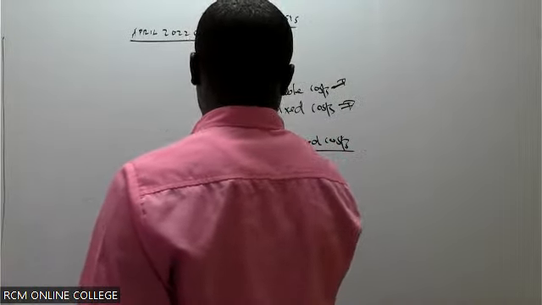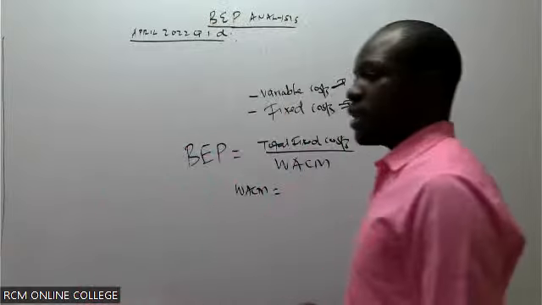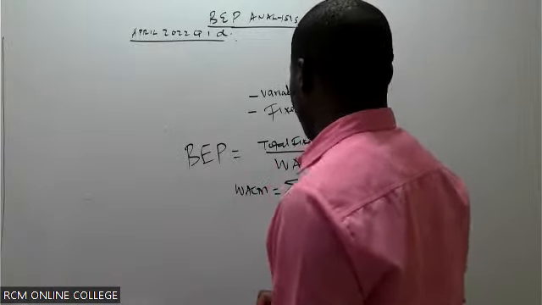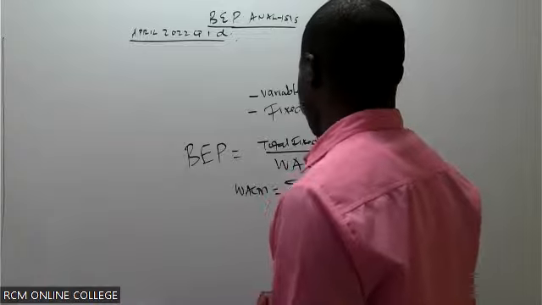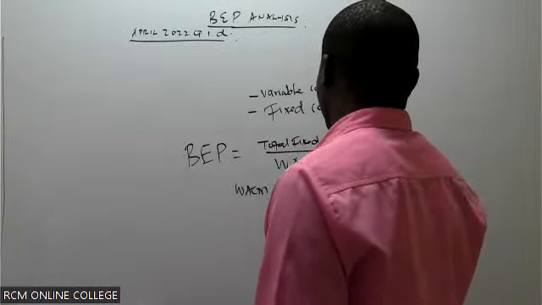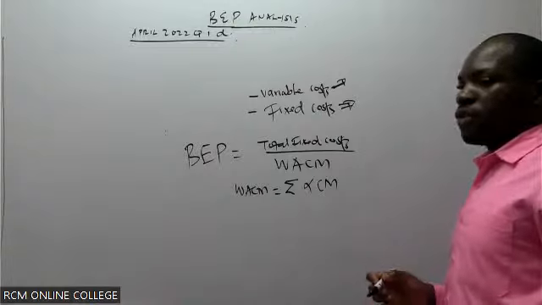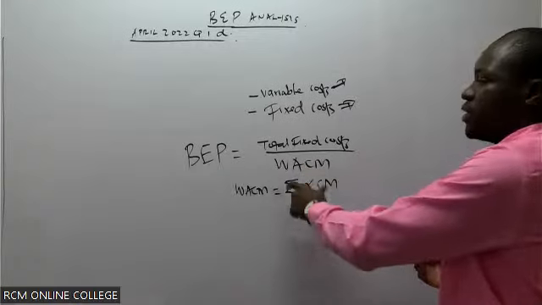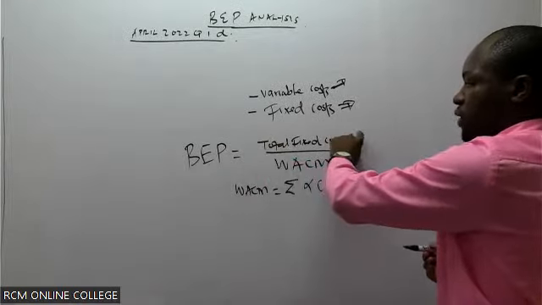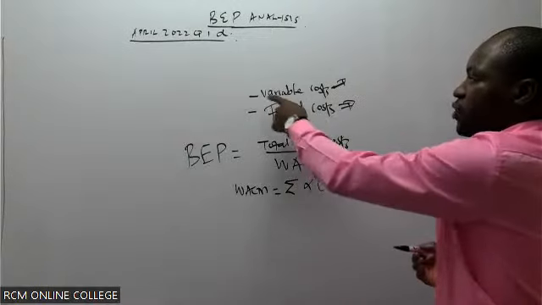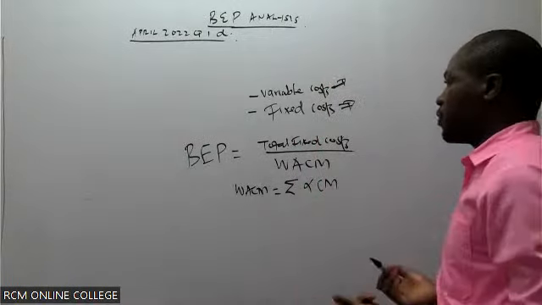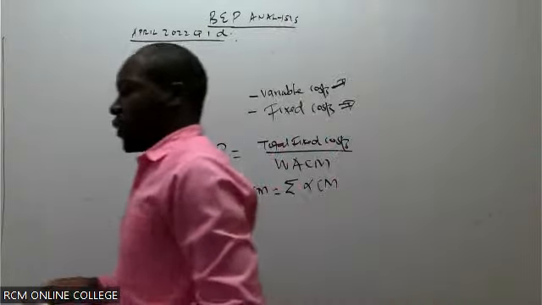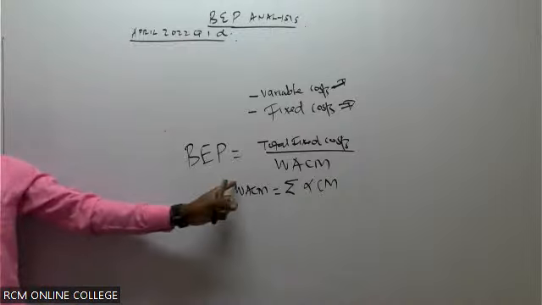What did we say about weighted average contribution margin? Weighted average contribution margin should be equivalent to the summation of alpha, which is the sales mix ratio, multiplied by the contribution margin of each product. So that's what we are going to do for the denominator here. So the question is, are we able to identify the total fixed cost? Are we able to identify the total variable cost per unit? And then from that point, we'll be able to get what is required. So that is what we did yesterday. That's the formula we are going to apply.